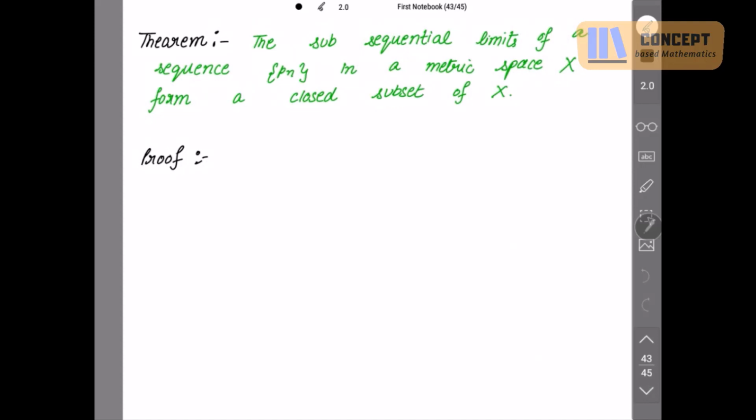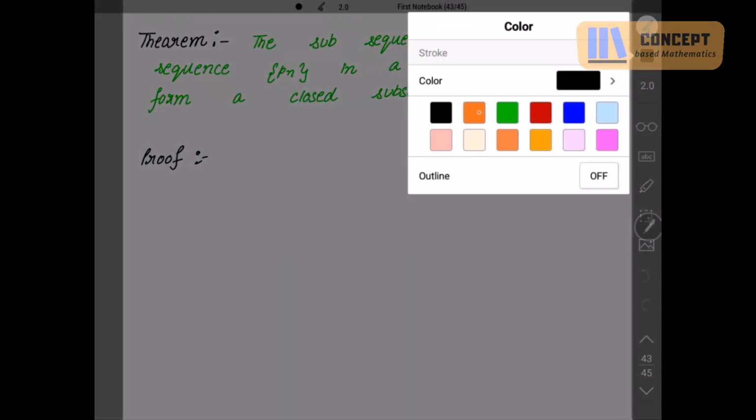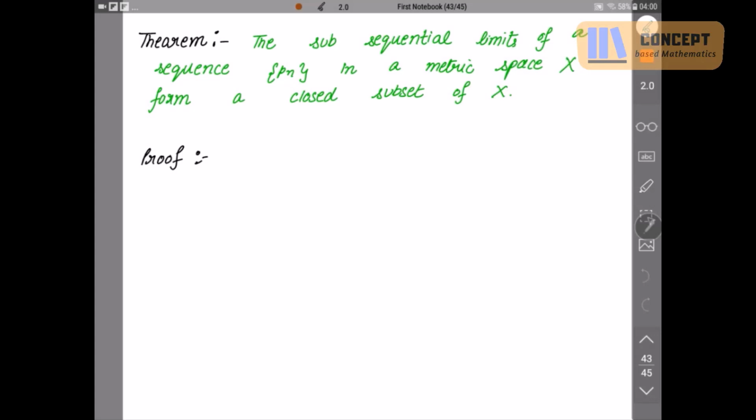Let's do one more theorem. The subsequential limits of a sequence Pn in a metric space X form a closed subset of X. What is a subsequential limit? Suppose we have a sequence Pn, and its subsequence is converging to a point, say P, then that P will be a subsequential limit of the sequence Pn. Now that forms a closed subset of X.